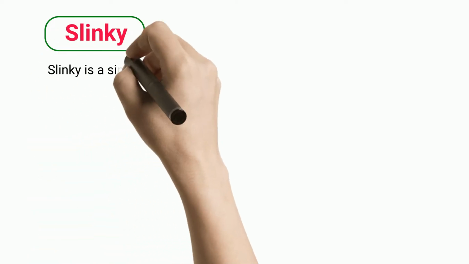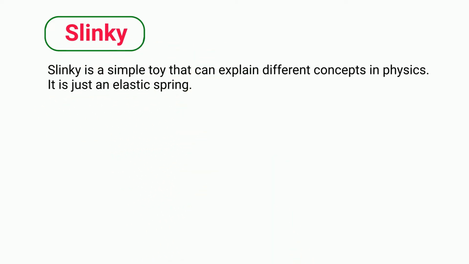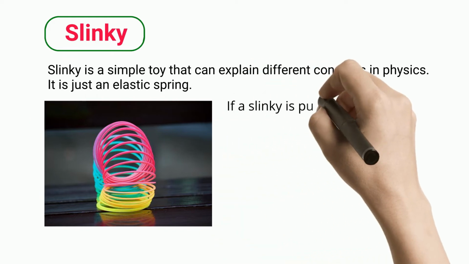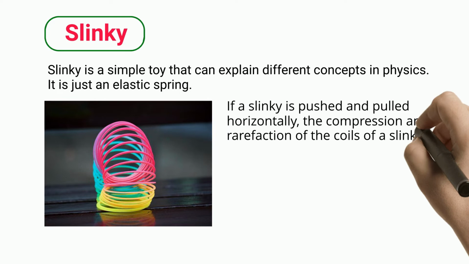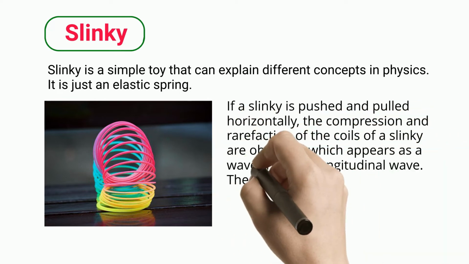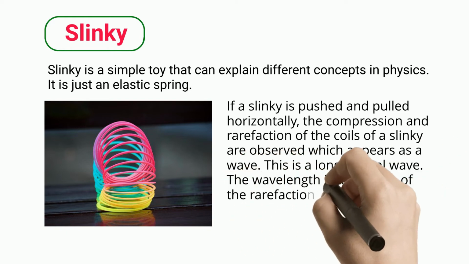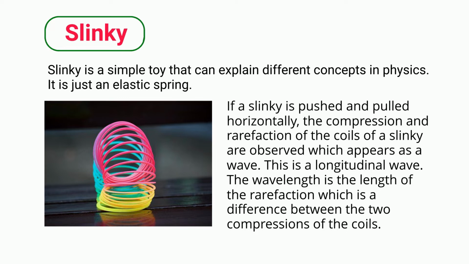Slinky. A slinky is a simple toy that can explain different concepts in physics. It is just an elastic spring. If a slinky is pushed and pulled horizontally, the compression and rarefaction of the coils are observed, which appears as a wave. This is a longitudinal wave. The wavelength is the length of the rarefaction, which is the difference between two compressions of the coils.